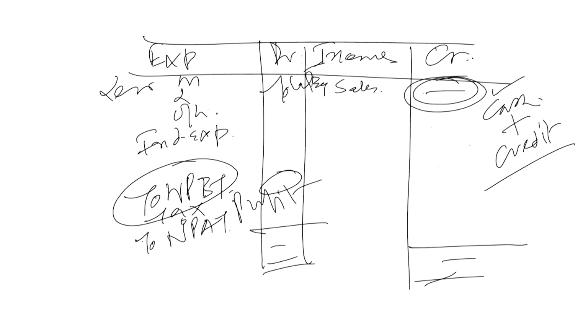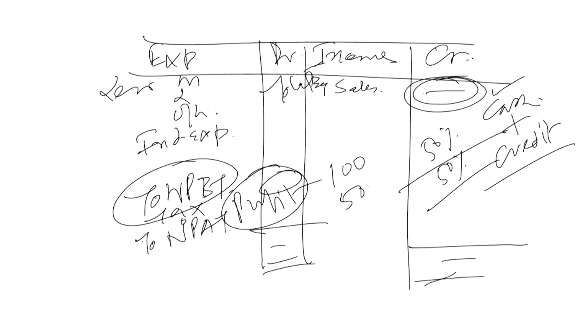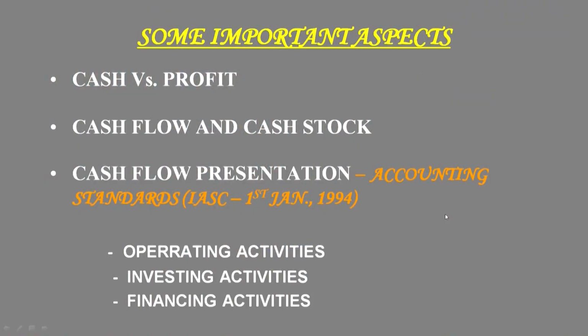For example, say the ratio is 50-50: 50% of the sales are on cash and 50% of the sales are on credit. It means out of this profit, say it is 100 rupees, only 50 rupees profit is in cash. The other 50 rupees profit is on credit, we have not received it yet. So, when you are talking about cash versus profit, to understand cash management we must be clear that cash is real and profit is nominal.